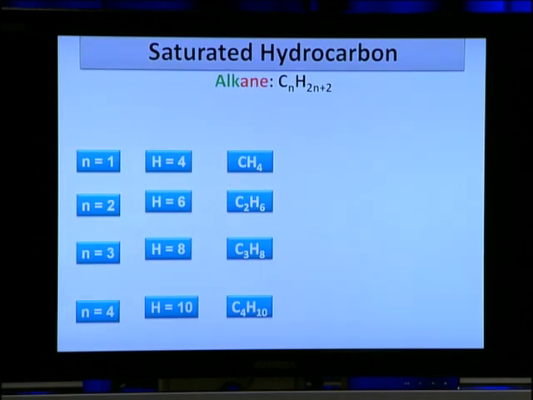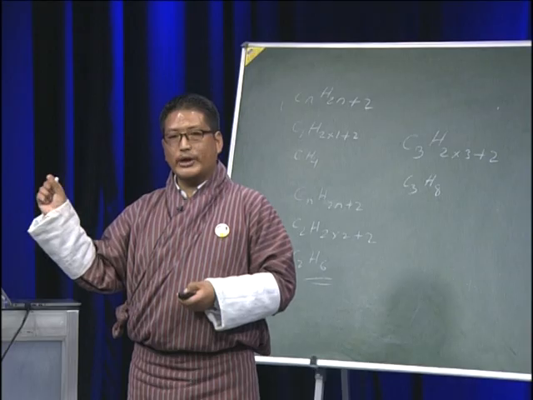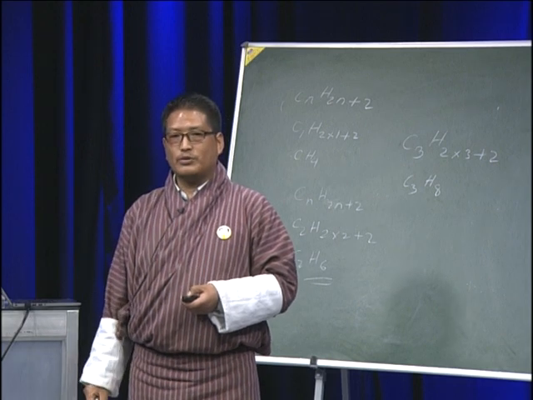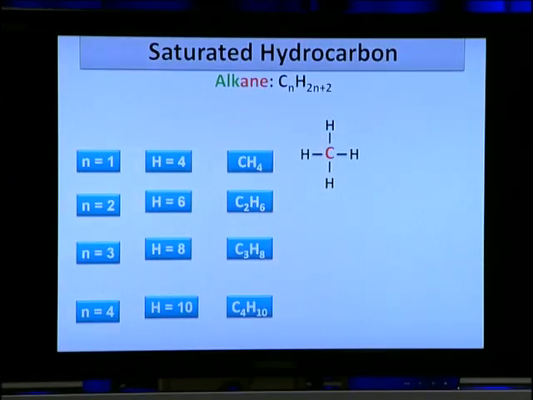To draw the structure, now we will try to look into how to draw the structure of these compounds. For example, methane, we have CH4 here. If you are to draw the structure of methane, we have here carbon bonded to 4 hydrogen atoms.